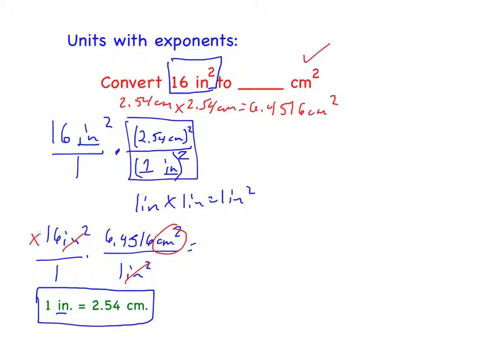We're ready to multiply across the top and divide across the bottom. And we get 103.2256 centimeters squared. Now, let's do our significant digits. How many significant digits do we have in the number 16 up here? Okay, let's review our rules. Is there a decimal or no decimal? Okay, there's no decimal, which means you start counting on the right-hand side. Find the first non-zero digit, which would be 6, and then count everything over from that. So that's 1, 2. There are 2 significant digits.